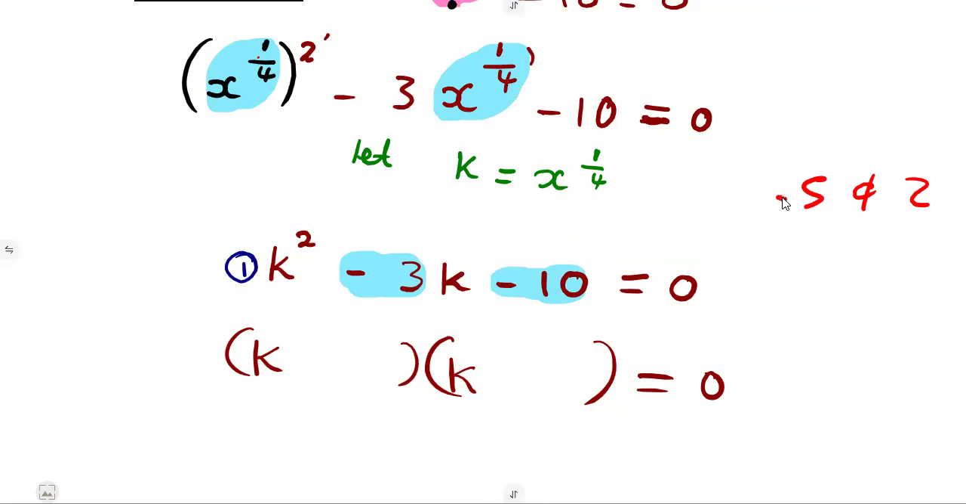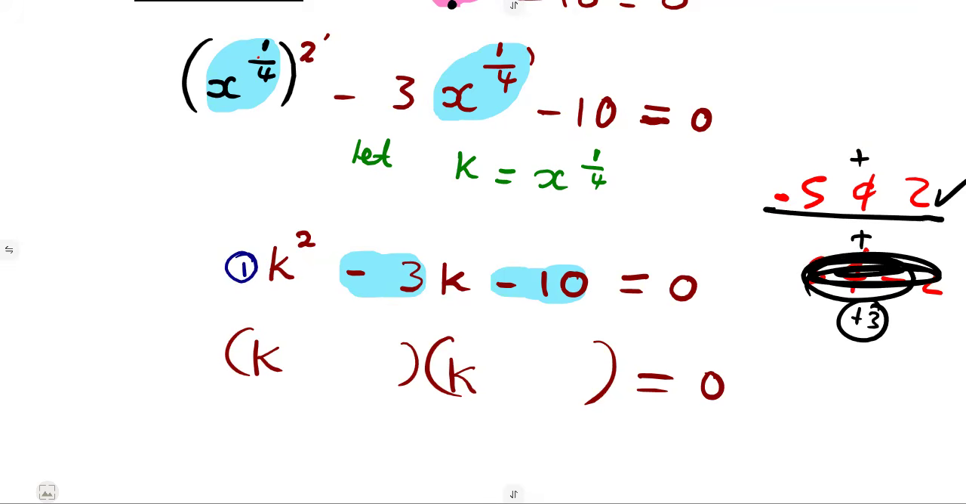We need negative 10. So is it going to be negative 5 or is it going to be a negative 2? If we multiply here, we get a negative 10. Add, are we going to get a negative 3? Yes, the first one gives us negative 3. This one is going to give us a positive 3, which makes it to be totally out. So we need minus 5 and a positive 2.